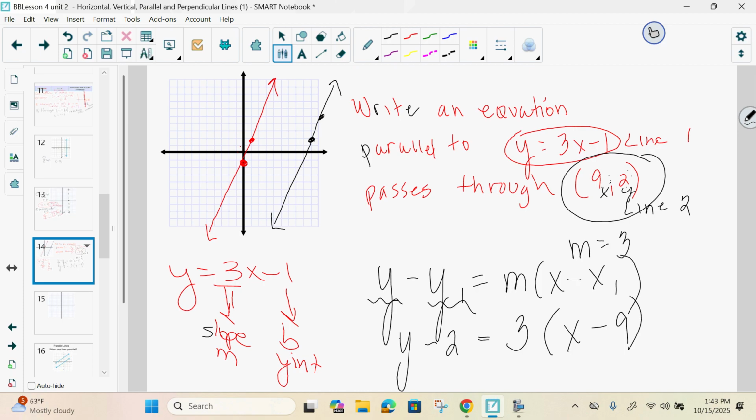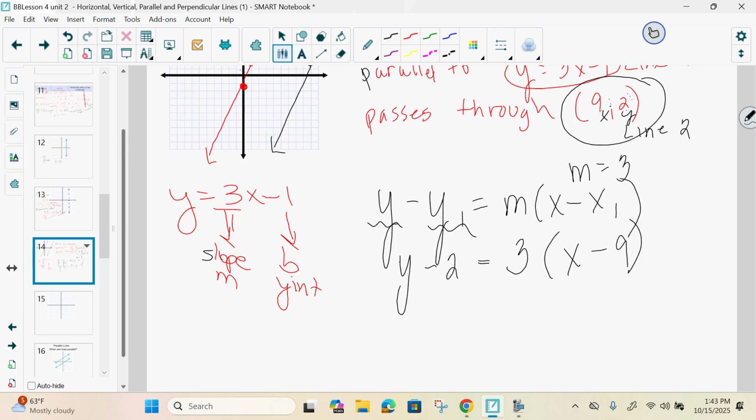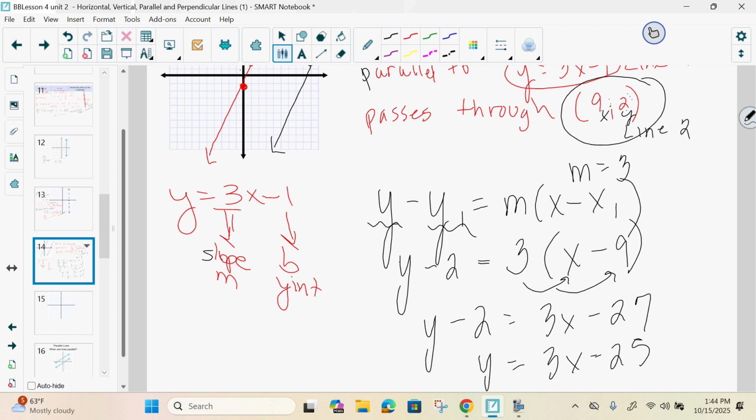I think he was good with this 25, but I think it was supposed to be negative, I think. Yeah, said negative. Right? So Emma, what do we do over here with this 3? Distribute it. So we get y minus 2 equals 3x minus 27. So then add 2, and you get 3x minus 25. So here's a question. Does this black line look like it could hit the y-axis at negative 25? Does it look like it could? I think so.